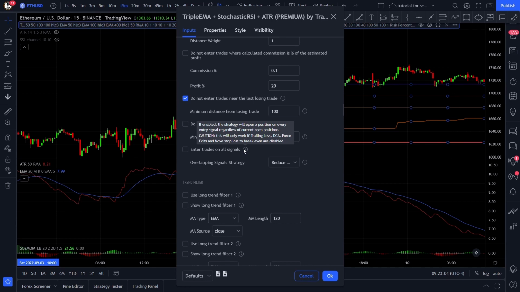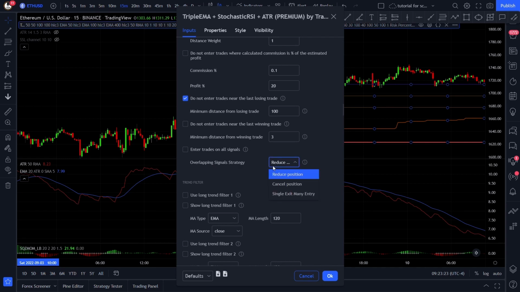As I like to use trailing stop losses, I almost never use the enter on all trades function, but I'm sure there are a lot of profitable strategies that can be created with this function. Under the enter on all trade signals function, you can find the overlapping signal strategy. You only have to use it if trades on all signals is allowed.